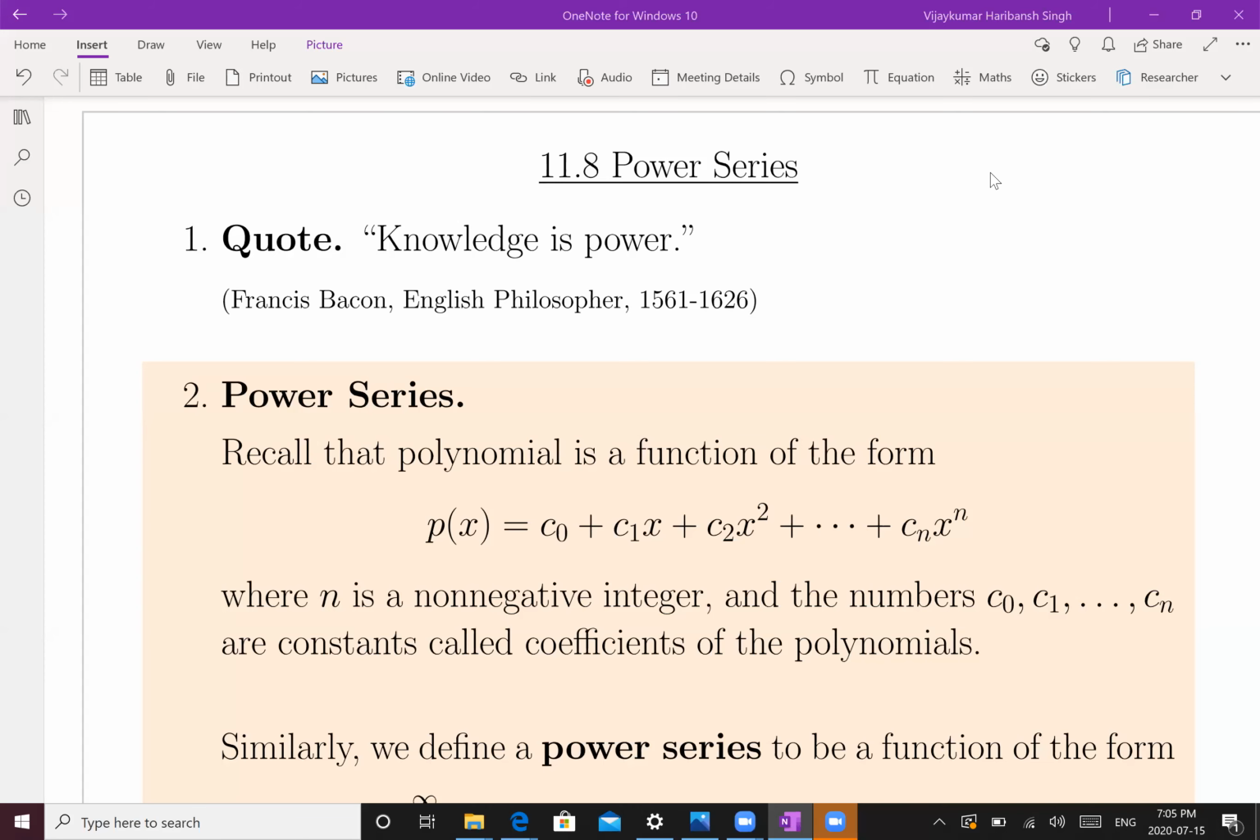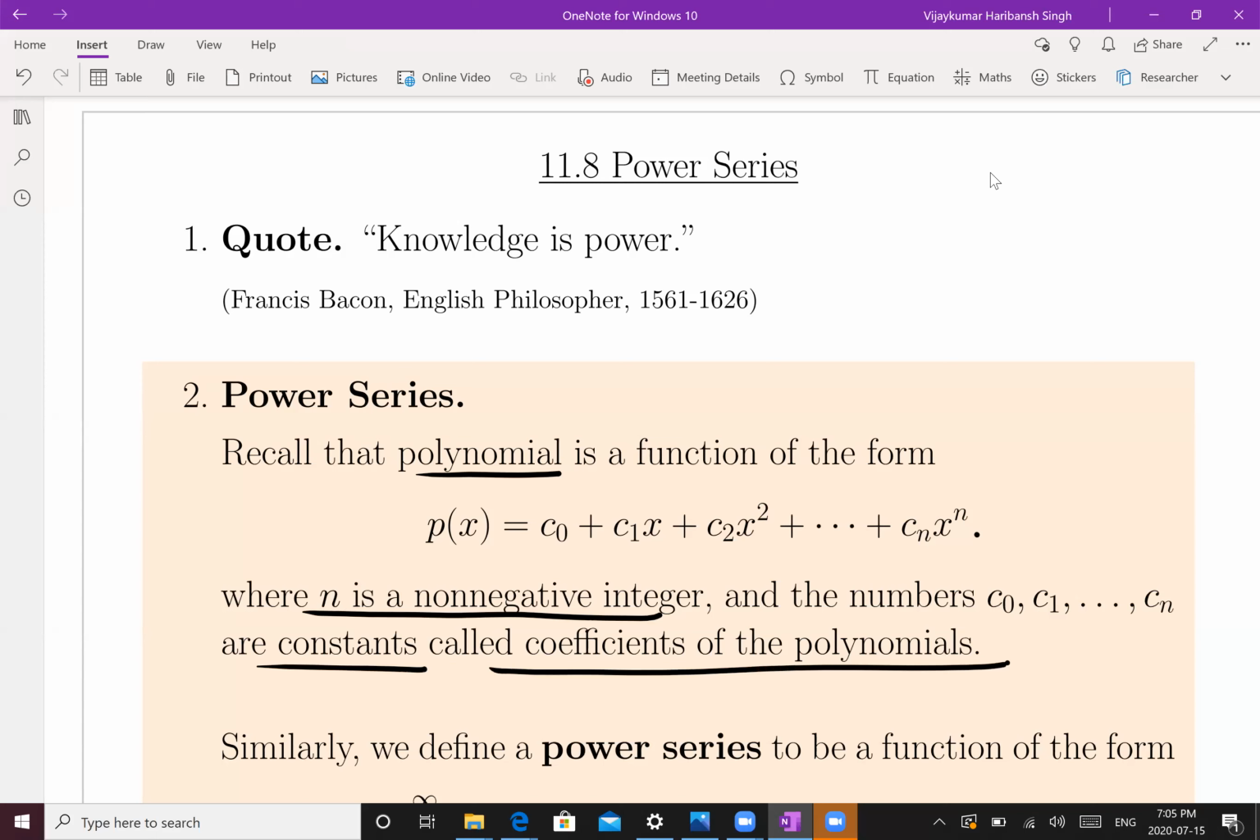Welcome, students. So we are going to discuss now power series. So recall, what are polynomials? Polynomials are of the form C0 plus C1x plus C2x squared up to Cnx to the power n. They stop at some point, where n is a non-negative integer and C0, C1, C2, up to Cn are constants, which are also called the coefficients of the polynomial.